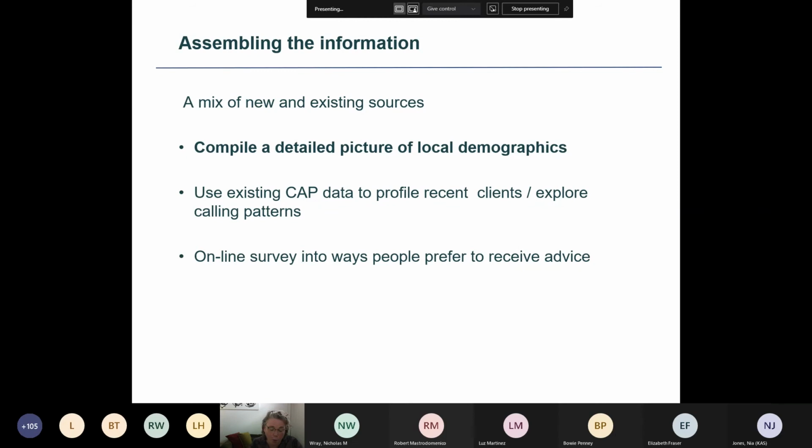So, for example, was there a change in the nature of advice being sought? In addition, the telephone system was interrogated to analyse calling patterns. As well as these analysis or compilation from existing sources, we also collected some new data and we worked with CAP to carry out an online survey that asked people about how they preferred to receive advice. So the next slide, please.